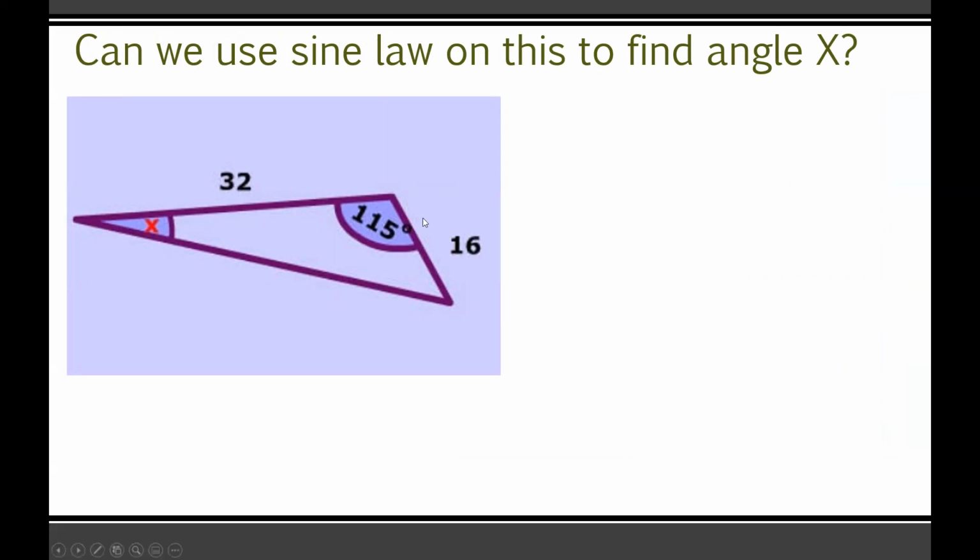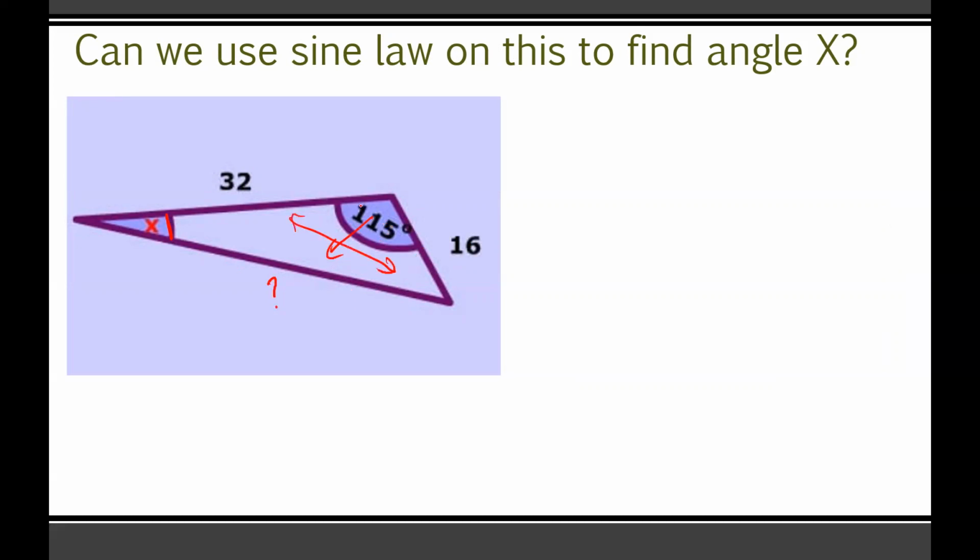Okay, so here's an example. Think about whether or not we can get an opposite pair going here. We're looking for angle X. We know the side length across from it, but that doesn't help us because we don't know angle X. Shoot. We know this angle of 115 degrees, but we don't know the side length across from it. So we don't have an opposite pair, and then we don't have an opposite pair this way.